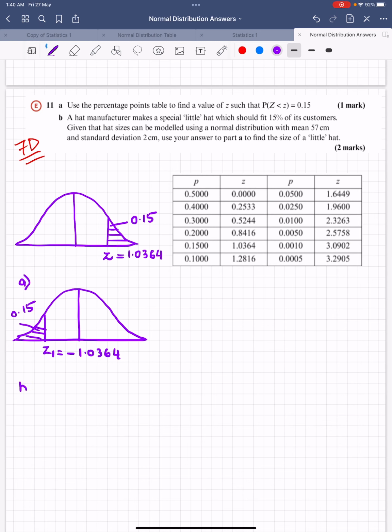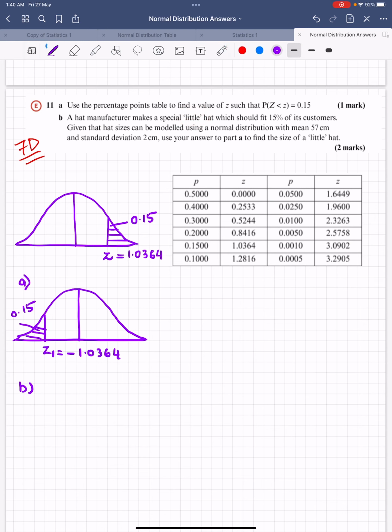In part B, the question says a hat manufacturer makes a special little hat which should fit 15% of its customers. Given that the hat sizes can be modeled using a normal distribution with a mean of 57 and standard deviation of 2, use your answer in part A to find the size of a little hat. The little hat will be towards the left side.